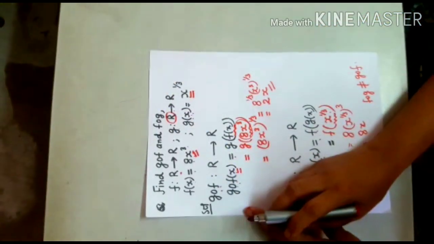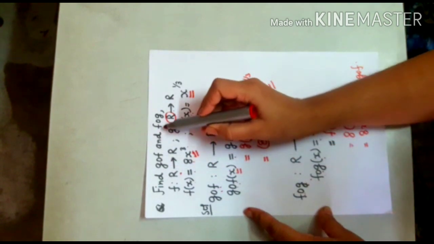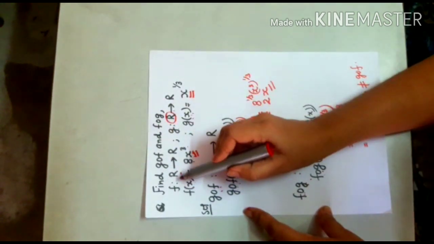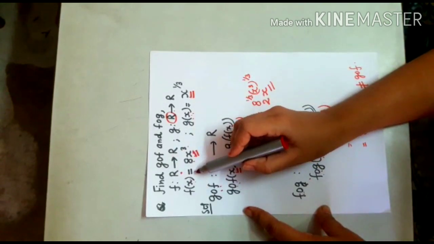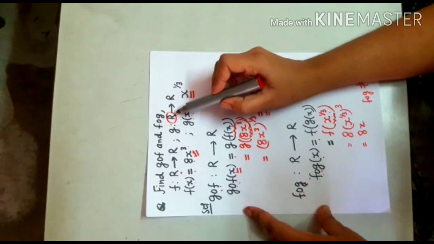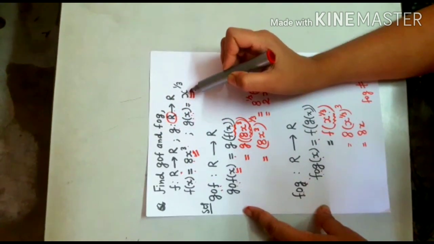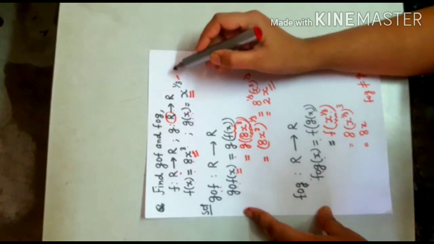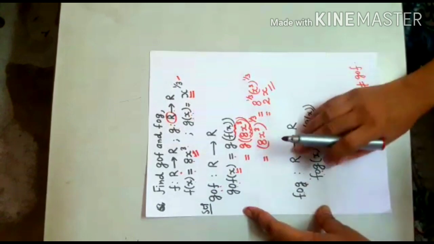Now let's take another question. Find GOF and FOG, where f is a function from R to R, defined by f(x) equals 8 times cube of x, and g is a function from R to R, defined by g(x) is equal to x raised to the power 1 by 3. And here R is the set of all reals.